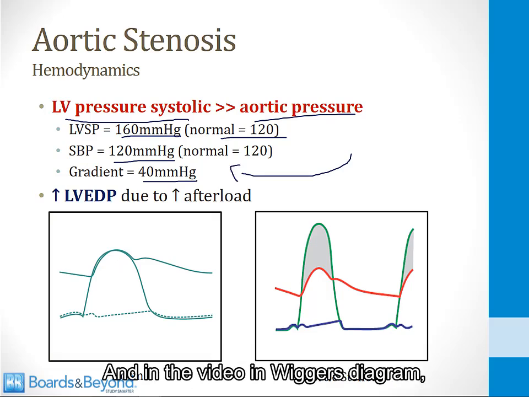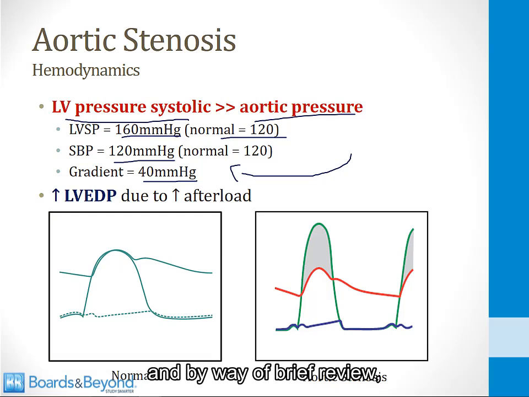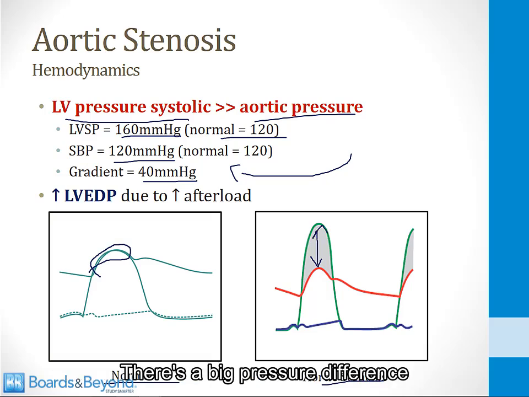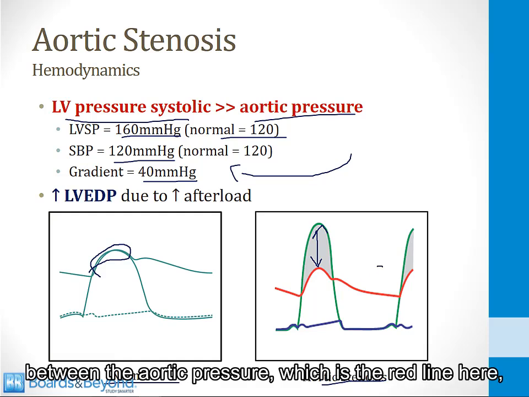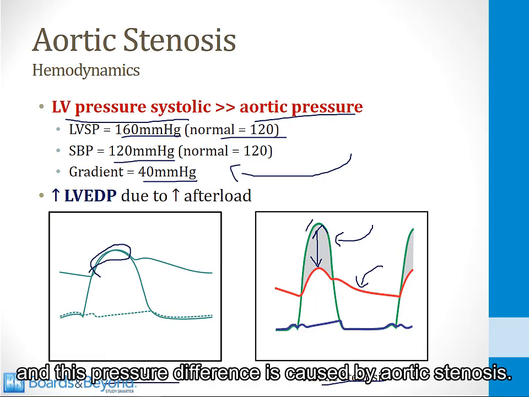And in the video on Wigger's diagram, I talk about the Wigger's diagram for aortic stenosis. By way of brief review, on the left side at the bottom of the screen is a normal Wigger's diagram. And you can see that the aortic and left ventricular pressure curves are right on top of each other. But in aortic stenosis, there's this large gradient in pressure difference. There's a big pressure difference between the aortic pressure, which is the red line here, and the left ventricular pressure, the green line here. And this pressure difference is caused by aortic stenosis.